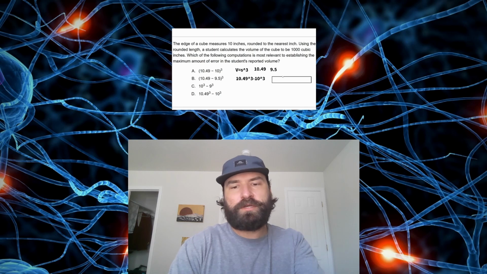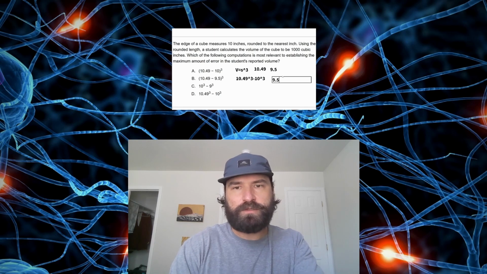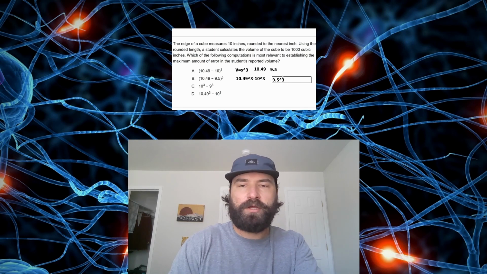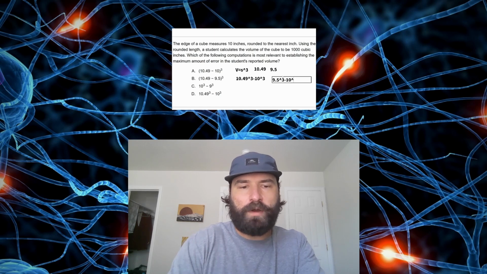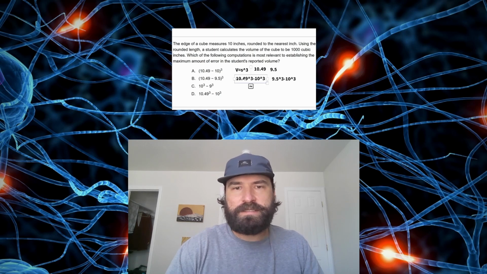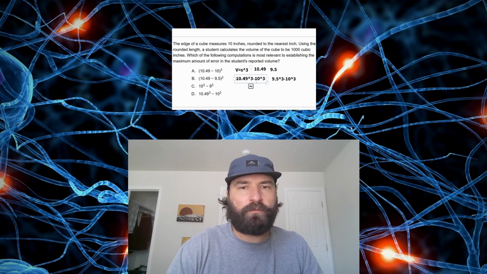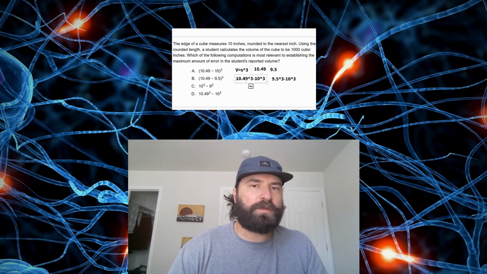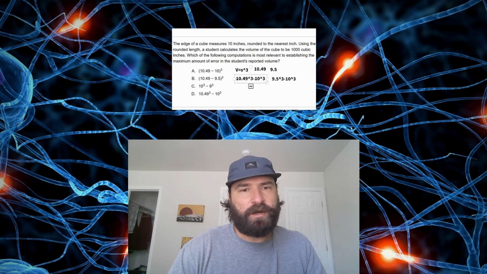Alternatively, we could do this calculation with 9.5 as well, because that's another extreme value. But when you cube 9.5, it just doesn't get big quite as fast as 10.49 does. When you cube 10.49 and subtract 10 to the third, this is going to be the larger value. So these are both of the error computations that you can make with these two different values, but this one is going to be the larger one. So in this case, our answer is going to be D.